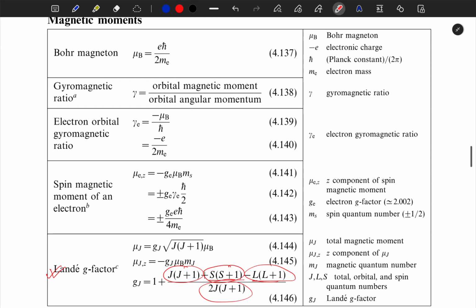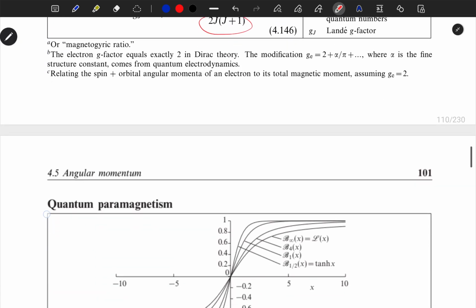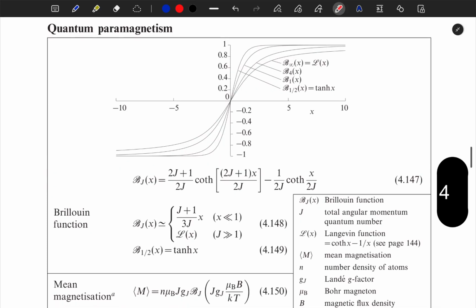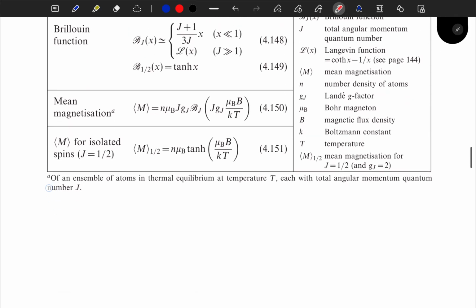Magnetic moments, these are the Landé factors, g equal to 1 plus J times J plus 1 plus S times S plus 1 minus L times L plus 1, divided by 2 times J times J plus 1. Quantum paramagnetism, that we don't need.